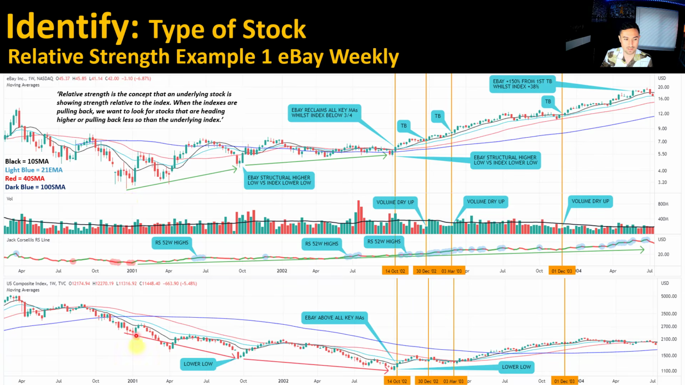Whereas what does the market do? The market continues making a series of lower lows. What does eBay do? eBay puts in a series of higher lows. So eBay is making a higher low structure on the weekly chart, while the NASDAQ Composite is putting in lower lows. Which is stronger technically? It's eBay, isn't it? It's putting in higher lows. You can see this in the RS line. Again, it's free to use.